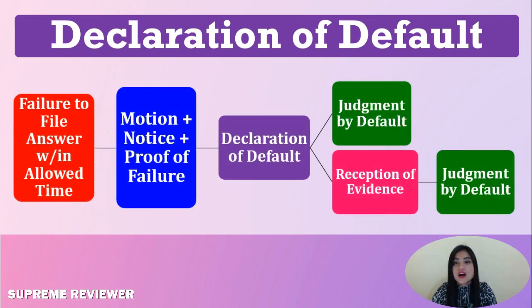The effect of a defendant's failure to file an answer within the time allowed is primarily governed by Section 3, Rule 9 of the Rules of Court, which provides that if the defending party fails to answer within the time allowed therefor, the court shall, upon motion of the claiming party, with notice to the defending party and proof of such failure, declare the defending party in default. Thereupon, the court shall proceed to render judgment, granting the claimant such relief as his pleading may warrant, unless the court in its discretion requires the claimant to submit evidence. Such reception of evidence may be delegated to the clerk of court.